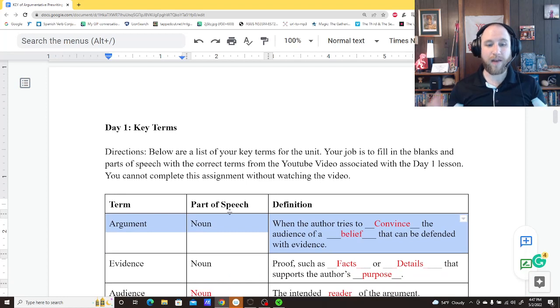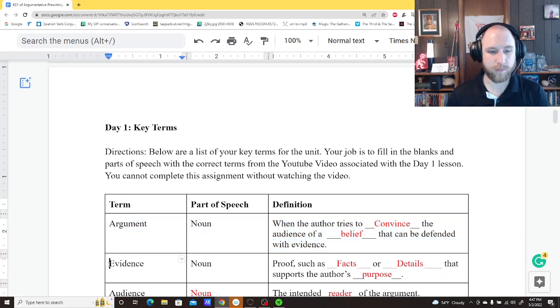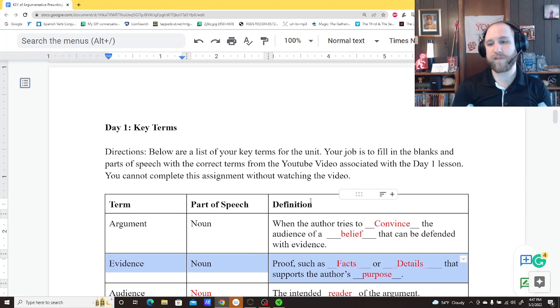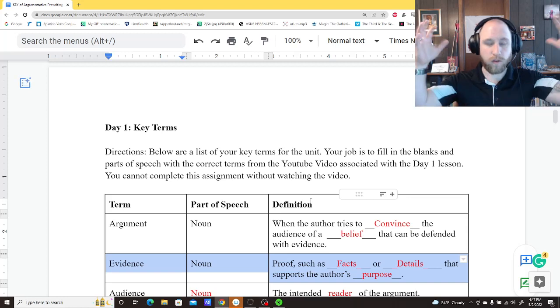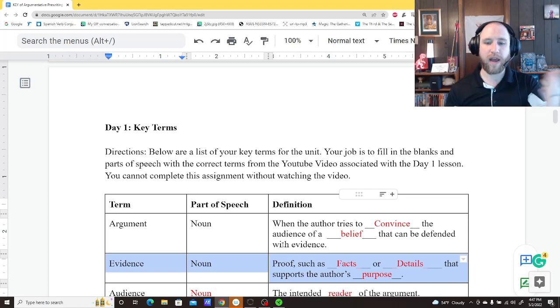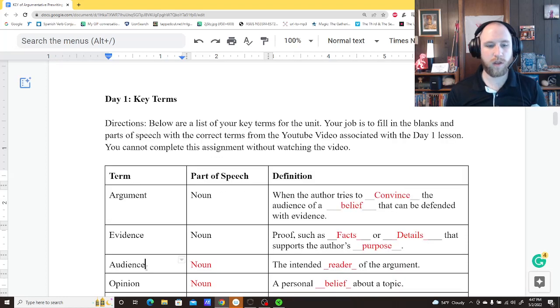Next, evidence. What is evidence? Well, evidence is proof, such as facts or details that supports the author's purpose. So if we're going to go back to that example of the electric car versus the gas car, they may say electric cars are better for the environment because they don't put dangerous chemicals into the air that, you know, add to the greenhouse effect. So that's their facts and details.